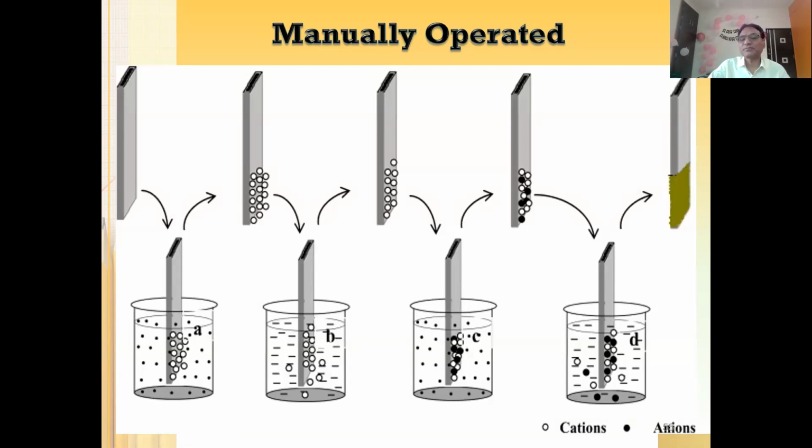But as far as the manual system is concerned, there are certain disadvantages, because the rate at which you are dipping the substrate and the rate at which you will be removing the substrate is going to be very critical. And the time for which you are inserting it into the beaker is also very important. If you are doing it manually, it is beyond your control. As a result, the surface morphology of the film is going to be affected.